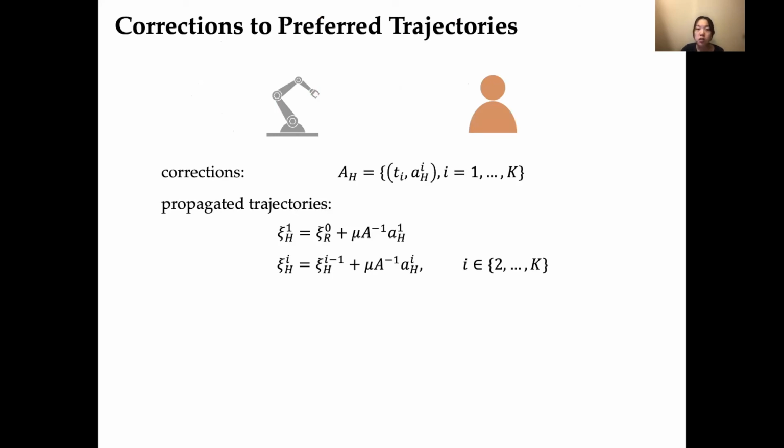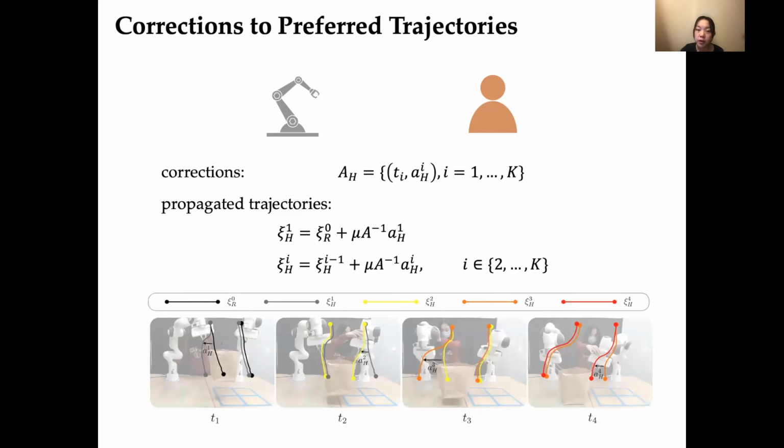Formally, we have these corrections AH that tells us when and what corrections the human provides. We then propagate each correction to an intended trajectory. For example, in the grocery bag scenario, the user provides 4 corrections corresponding to the 4 trajectories here to guide the robot to place the grocery bag on the green region while avoiding any stretching or squeezing of the bag.